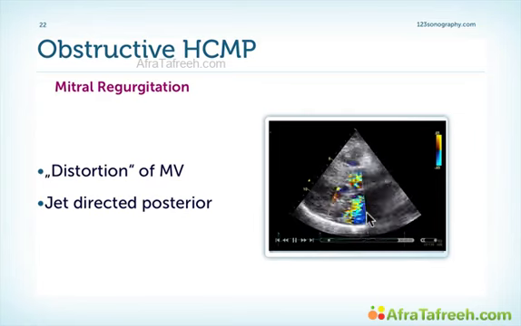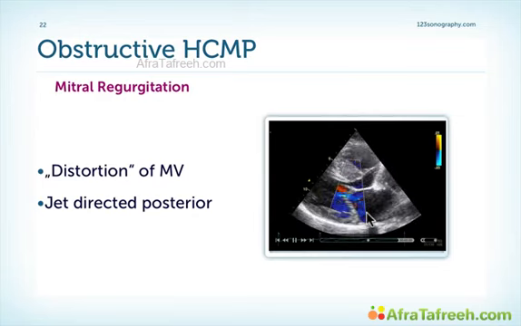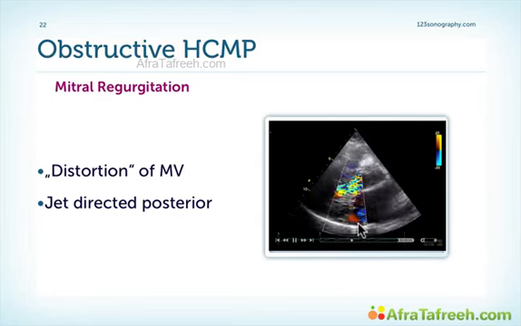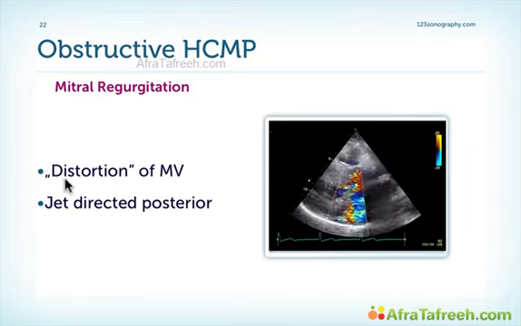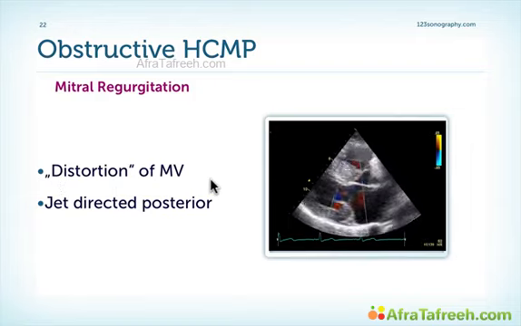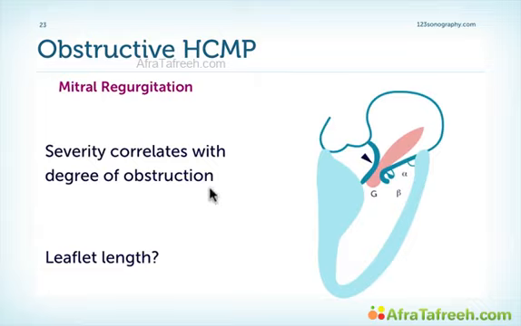Remember, I promised we'll come back to mitral regurgitation in patients who have obstruction. Well, here is such a patient. We have a jet which is directed posterior into the left atrium, and this regurgitation is caused by the systolic anterior motion, in other words, by the distortion of the mitral valve in these patients. The reason we have regurgitation is the motion of the anterior leaflet, but also of the posterior leaflet. If the posterior leaflet is fairly short, it cannot follow the motion of the anterior leaflet, and thereby we get a coaptation defect and regurgitation.